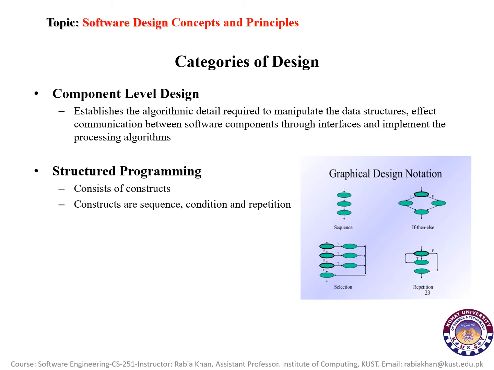required for every component. So within the component level design, we establish the algorithmic detail of every required component. That means every function that has been designed for the software. Now you have to write the algorithms for every defined function. We have to explain the effective communication between the software components and the user, and then implement those processing algorithms that we have defined for all the functions. So this is what the component level design is.